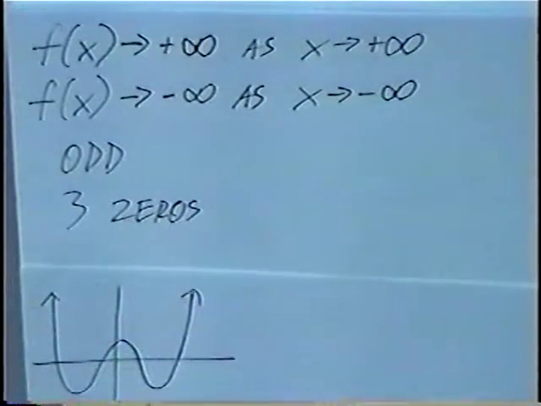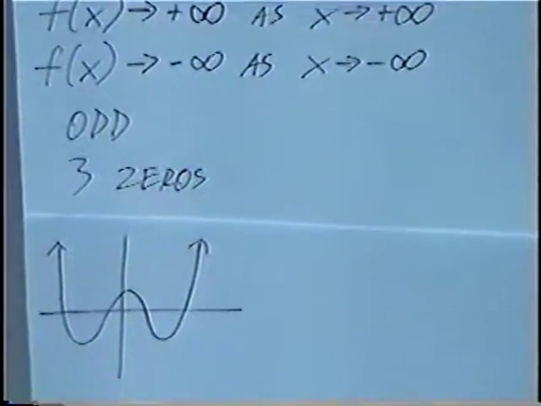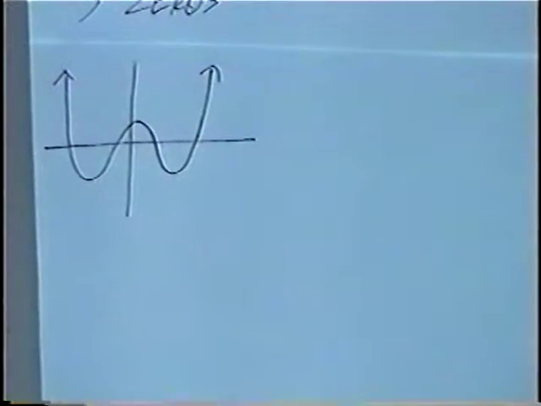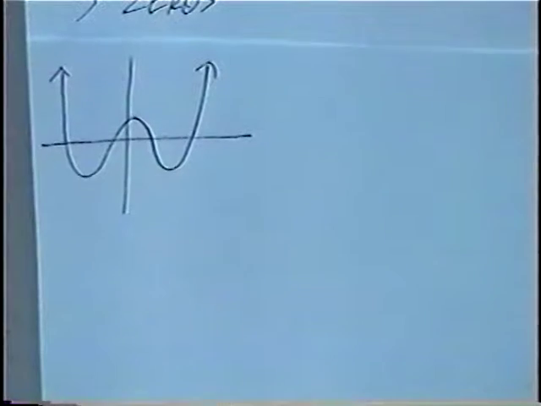Last graph we'll look at for this section. The graph looks like a parabola shape, except it has 2 bottoms, or a W shape. For this graph again, we'll describe the end behavior, odd or even, and the number of zeros.